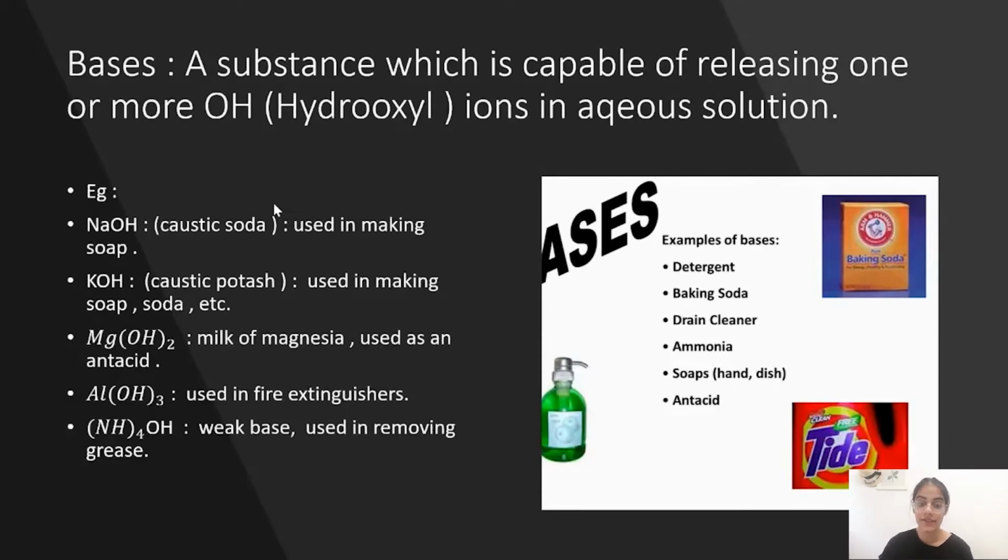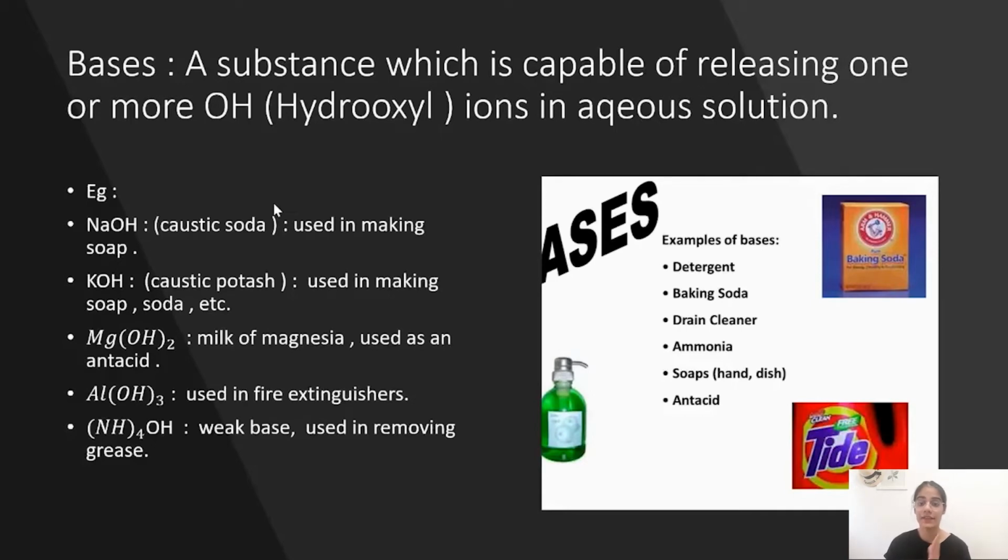The next base that we study is Al(OH)3, which is aluminium hydroxide. This base is usually used in fire extinguishers. The next most common base is ammonium hydroxide. Ammonium hydroxide is not a very strong base, so it is used in removing grease marks. Most detergents that we use have a base as their substance. Baking soda, drain cleaner, ammonia, soaps, detergents are mostly made of bases.